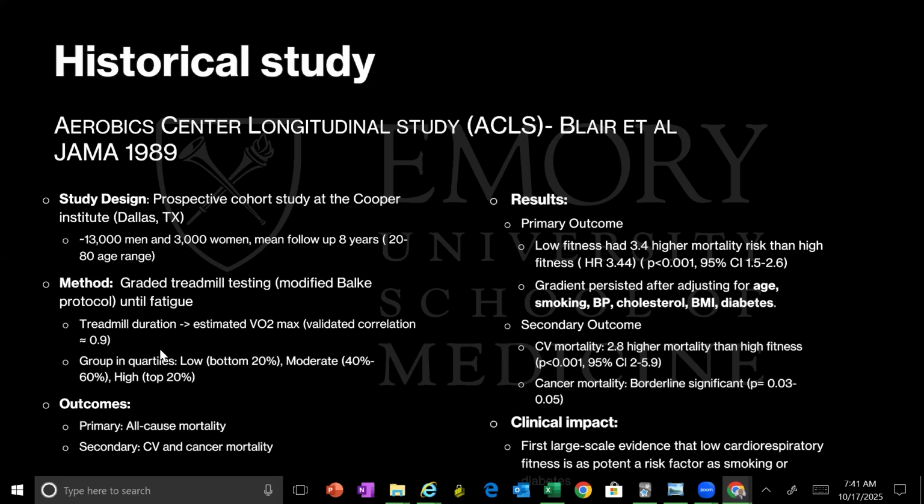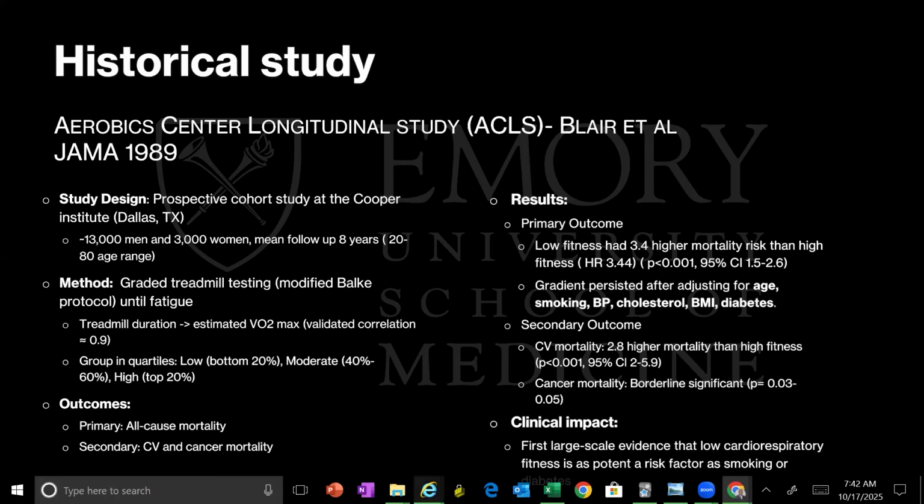The outcomes of the study: they looked at all-cause mortality and, secondarily, cardiovascular and cancer mortality. And the results were pretty profound. From the primary outcome, there was almost a 3.4 times higher mortality risk if you were in the low fitness level compared to the higher fitness group. You can see the p-values and confidence interval there, but it was significant. They adjusted for age, smoking, blood pressure, cholesterol, diabetes, even weight. And they found that the low fitness group still had a higher mortality rate, even compared to someone who smoked a cigarette every day. That was the big thing from the primary outcome.